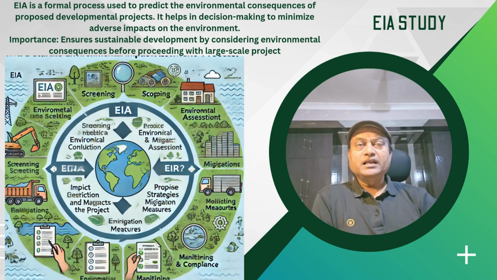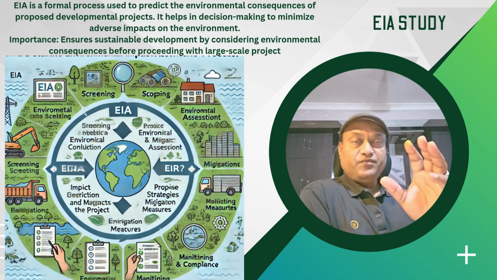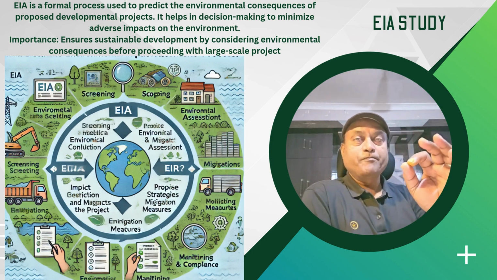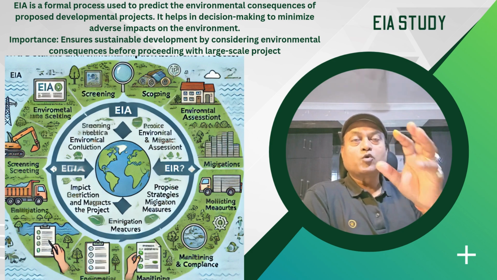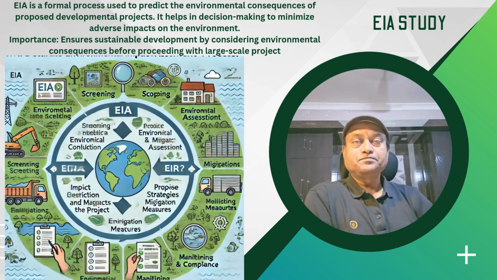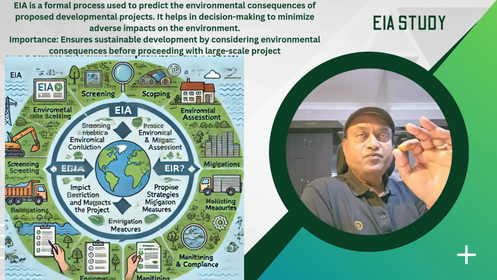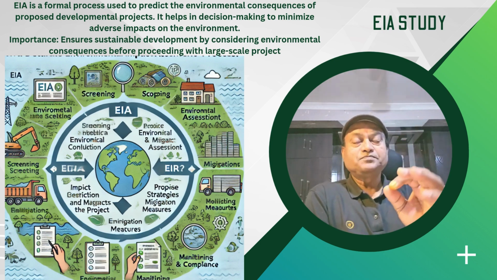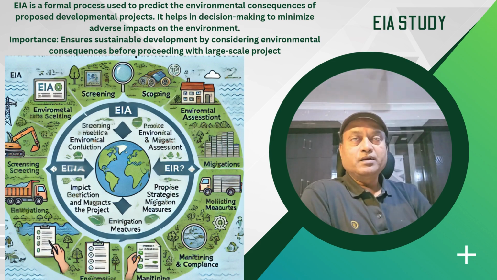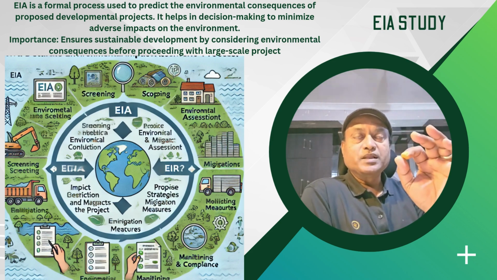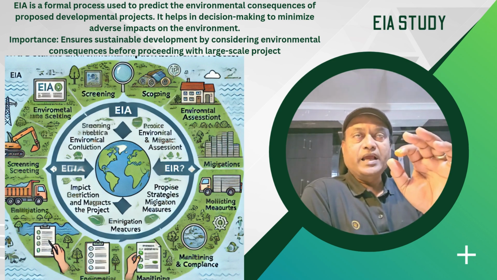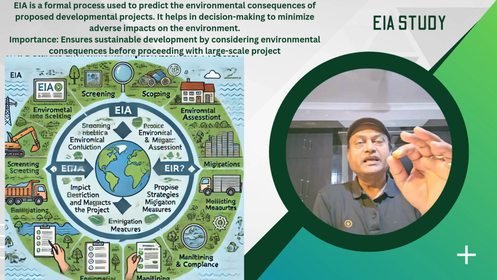Second is scoping, highlighting the potential impacts. If the particular project needs environmental impact assessment study, then we have to do scoping of it. That is, we have to highlight the potential impacts due to these projects. Then impact analysis, evaluating the magnitude of the impacts, to what extent it is going to impact the environment. Mitigation measures, proposing methods to reduce harm. Reporting, compiling an environmental impact statement (EIS).